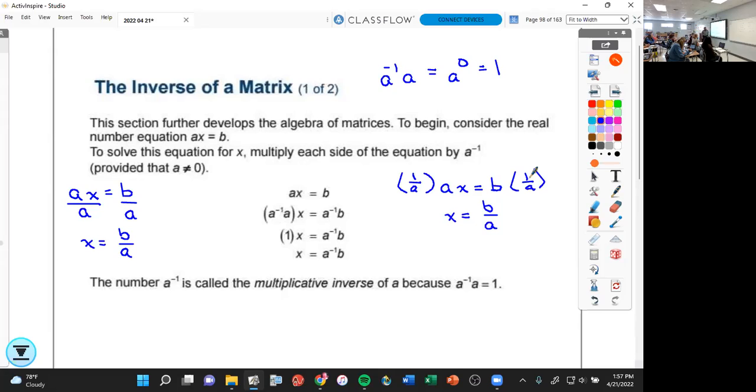Okay. The number A to the minus 1 is called the multiplicative inverse of A because A to the minus 1 times A is equal to 1. Questions so far?